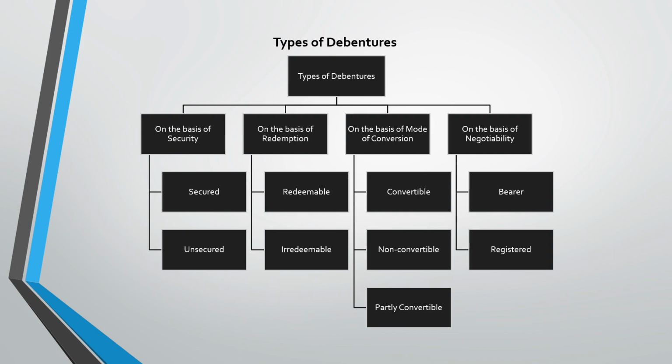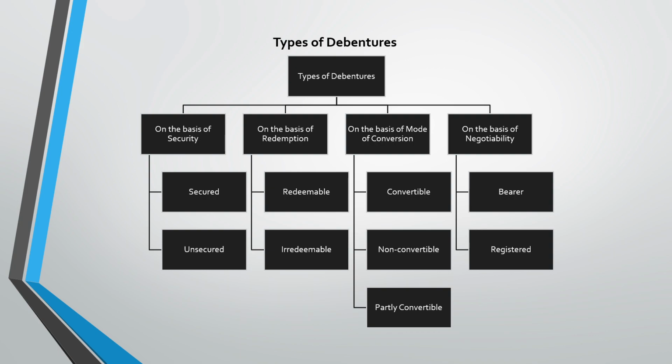On the basis of conversion, as I said, after a fixed period of time, upon the terms of issue, the debentures will be converted into equity shares. So it can be optionally convertible. Optionally means at the option of the debenture holders. If the debenture holders wish to convert, they will convert. If they do not wish, then it will be given back to them as cash. And it can be compulsorily convertible. Compulsorily convertible means the debenture holders do not have an option. It will be compulsorily converted into equity shares after a fixed period of time.